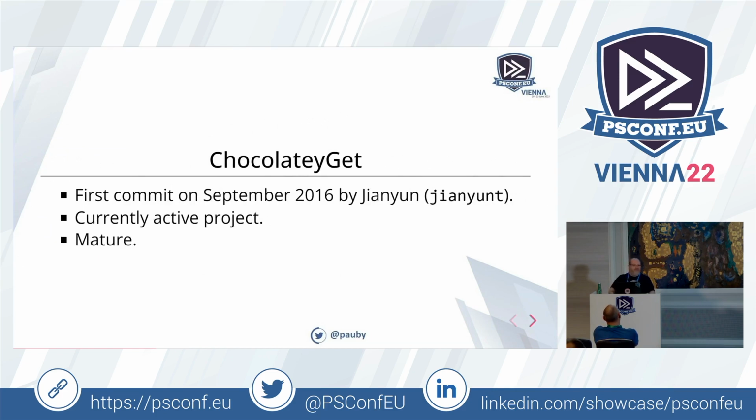So we get to the one that everybody's deprecating everything in favour of, which is Chocolatey Get, and there's not much information on that. As you can see, it was first created, or the commit was done, in September 2016, so it's 6 years old, fairly mature. And I'm hopefully going to say his name correctly. It's Jan Yoon, and that's the GitHub handle there. It's a currently active project. It's recommended by the community. If you look for a Chocolatey package management provider, that's the one everybody talks about. It's fairly mature. I've been using it myself.